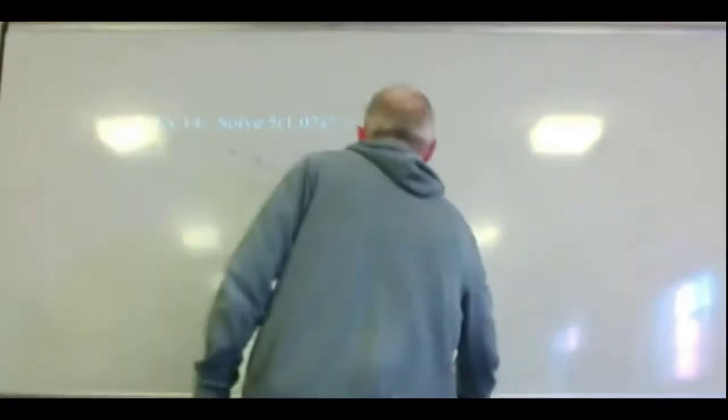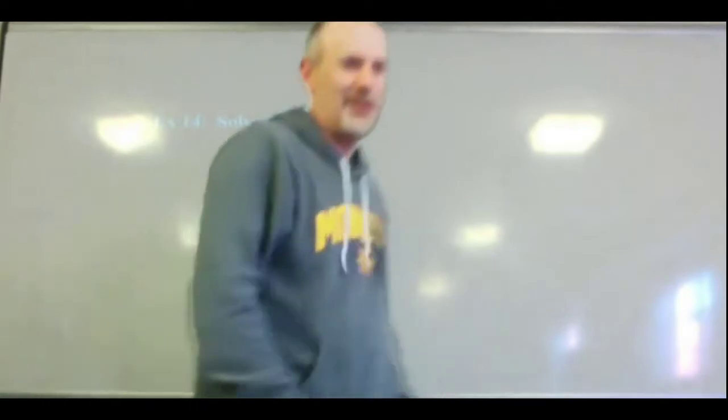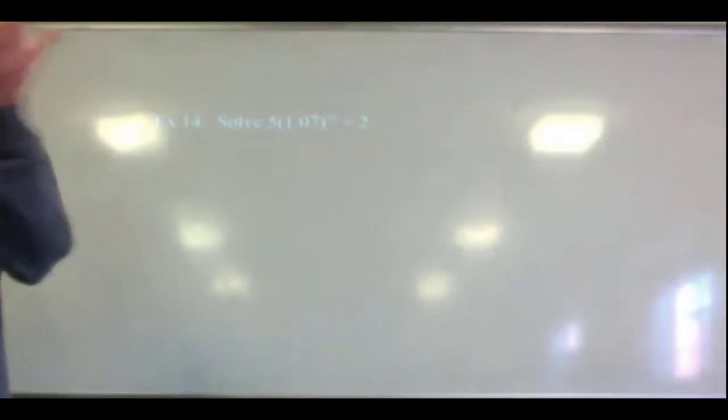Okay, let's do another one. This one's a little bit trickier because why? There's a number with the x. All right. So we got to pay attention here. First question is, though, is it isolated? No. What do we have to get rid of? Divide by 5.